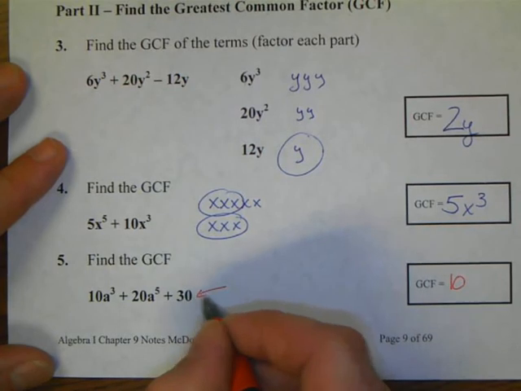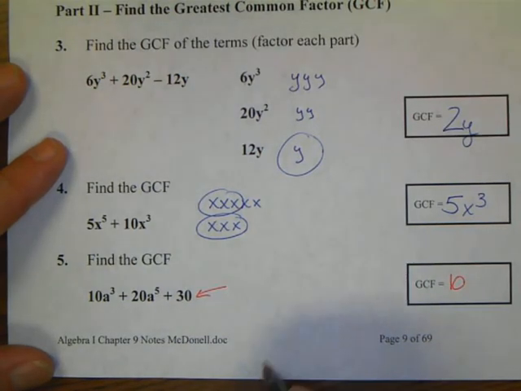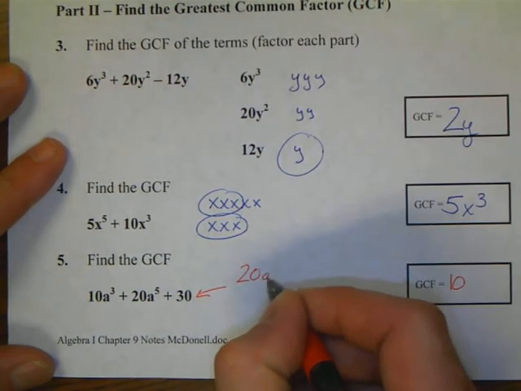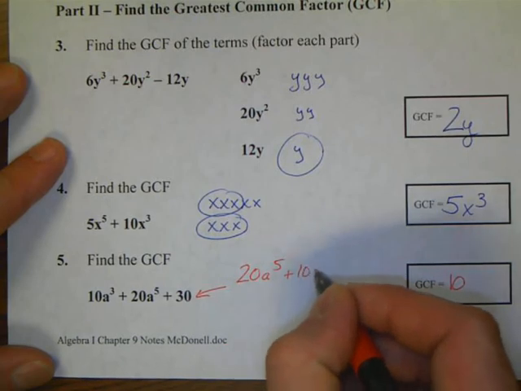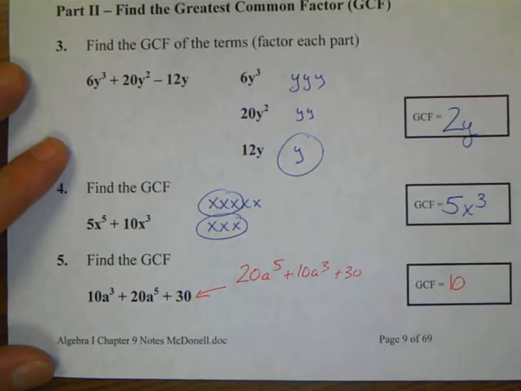Now, just a little side note, is that one written in standard form? Hopefully you're thinking no. The 20 would go first, then the 10a cubed, and then the 30. All right, so this finishes up part 1.